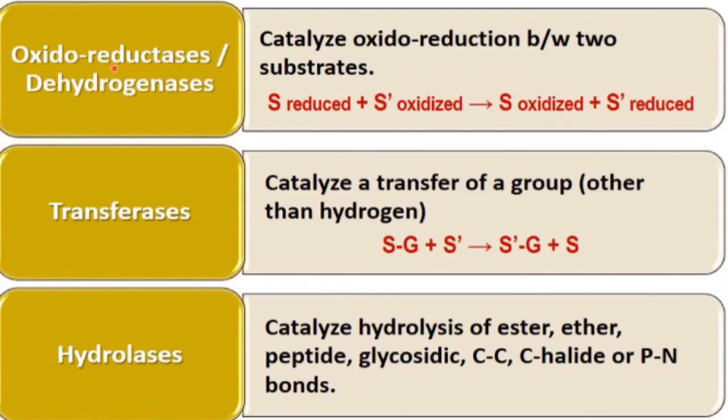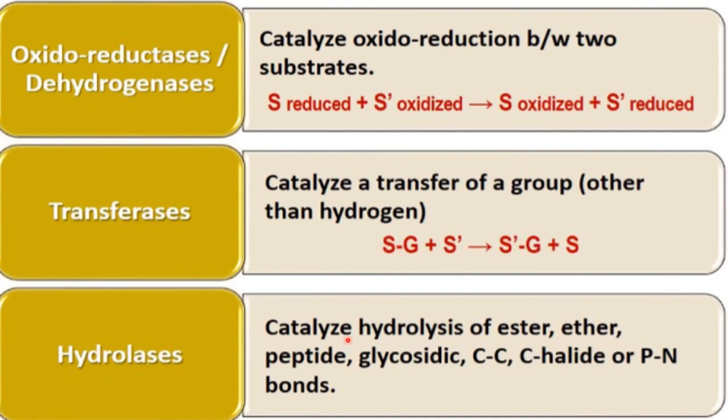Now let's understand oxidoreductases. These are also called dehydrogenases. They catalyze oxidoreduction between two substrates, as you can see here. We have discussed it earlier also. S is reduced and S1 is oxidized. Then transferases catalyze a transfer of a group other than hydrogen. So what is the function of transferases? Transfer of a group. And which group is transferred here? Any group other than hydrogen, right? So here you can see this group is transferred from S to S1.